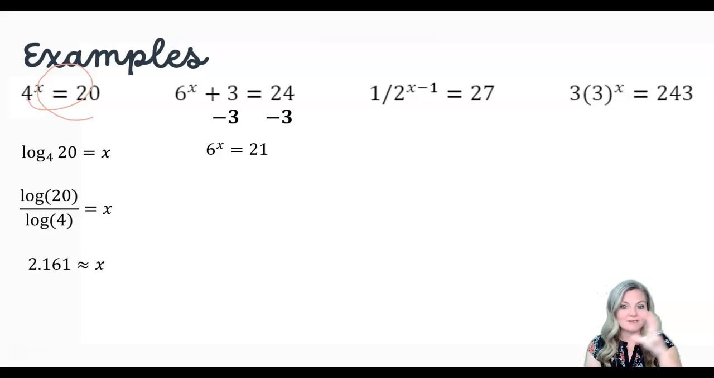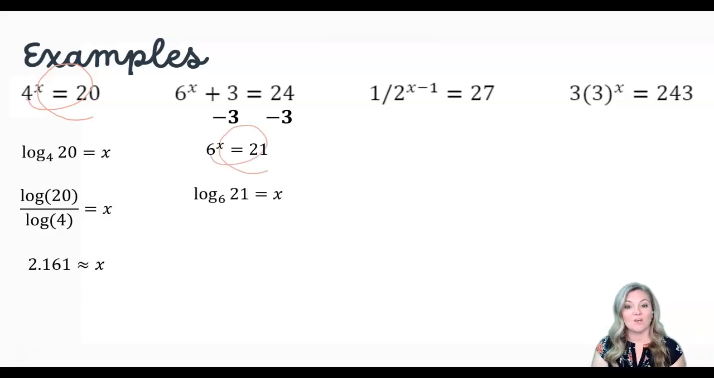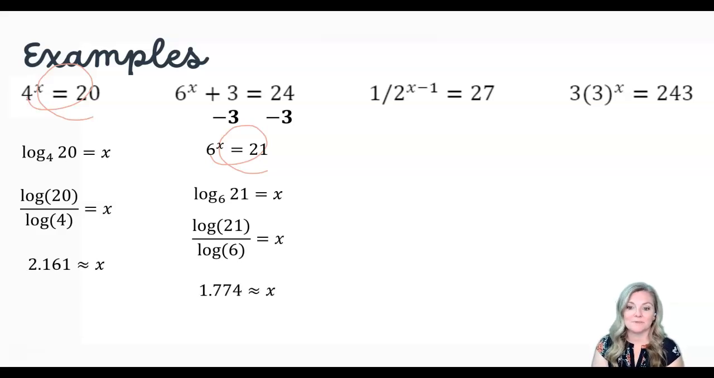There's nothing outside of that exponent, so now I'm going to do my e to rewrite it. So that is log base 6 of 21 is equal to x. I can do log base 6 of 21 in my calculator using change of base. And I get that that's approximately 1.774.